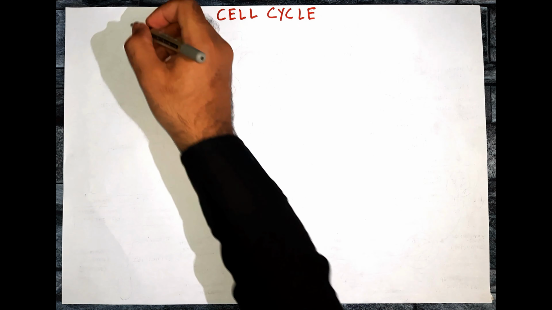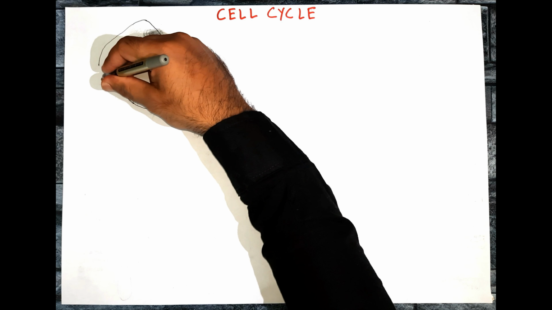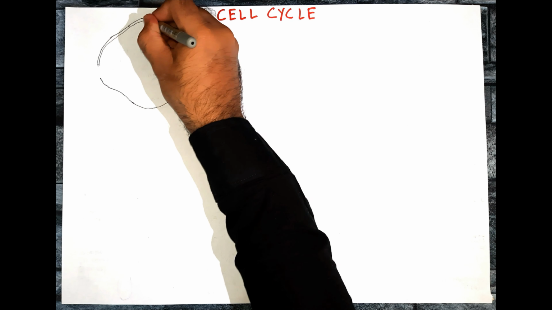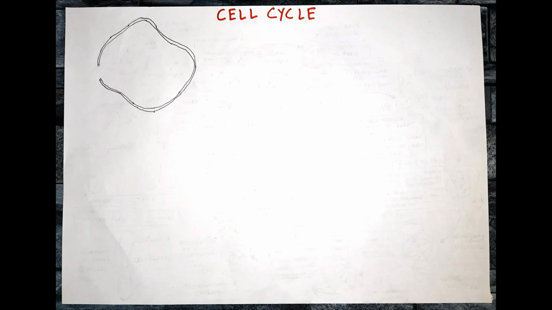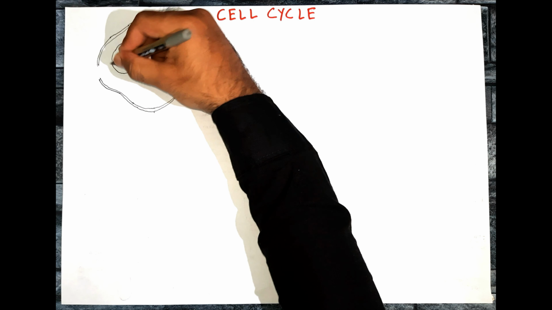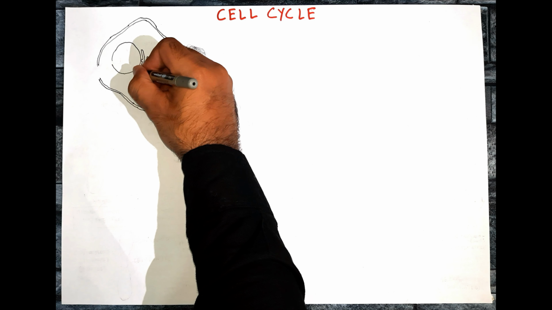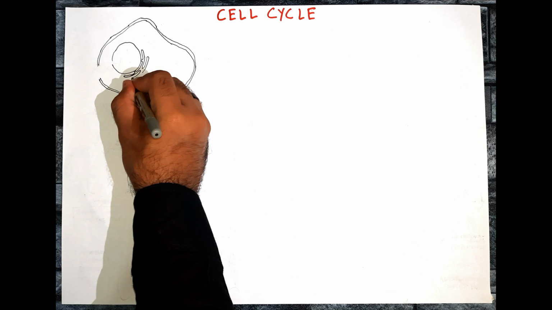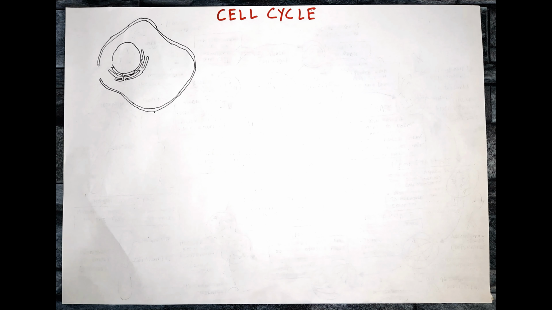So, today our topic will be the cell cycle. Now, the cell cycle is the cycle in which the cell literally divides into two. This division is of different types. It can be mitosis or meiosis, but in today's lecture we will discuss mitosis. That means when the cell divides into two exactly similar daughter cells.